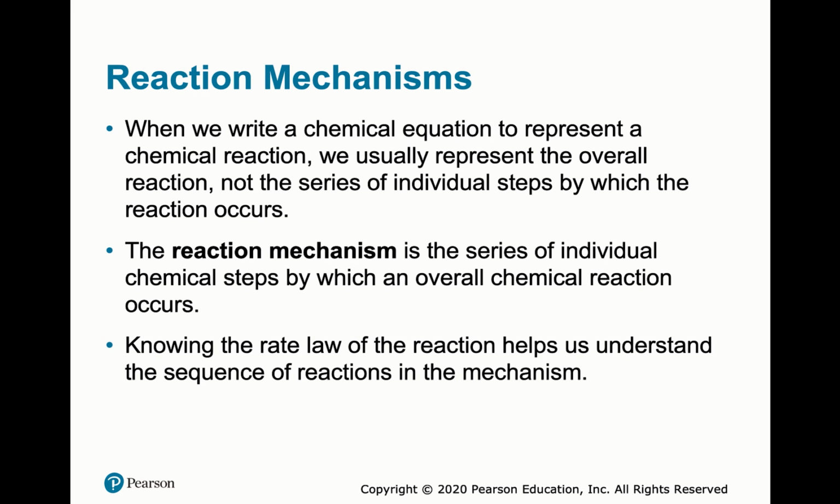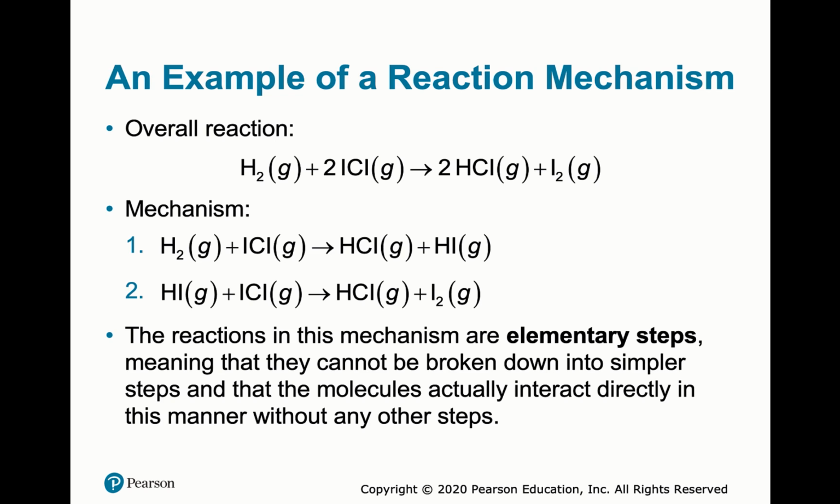But for a reaction mechanism, you have to look at this series of steps, much like Hess's law, if you remember that from earlier chapters. And knowing the rate law helps us understand the sequence of how things happen in a mechanism. Here's an example. Hydrogen plus 2 ICl makes 2 HCl and iodine. The mechanism we're saying is that hydrogen reacts with ICl to make HCl and hydrogen iodide. Then hydrogen iodide reacts with ICl to make HCl and iodine gas.